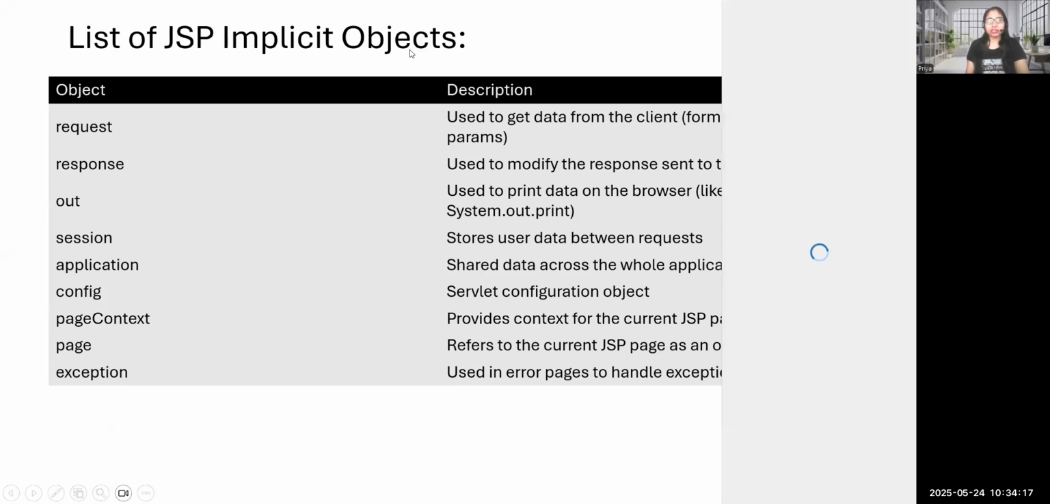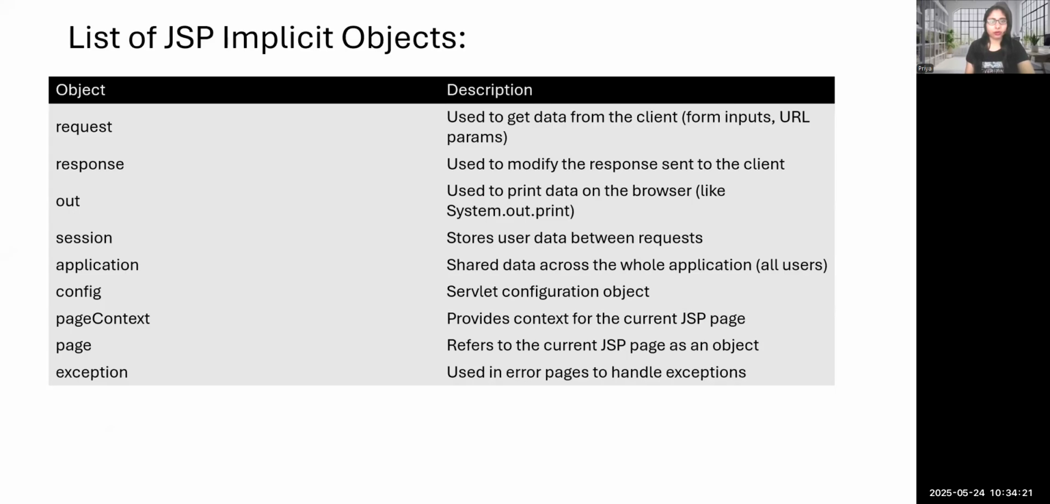So, here is the list of the implicit objects. These are all the 9 built-in implicit objects. First is request, which is used to get data from the client, for example from input or URL params. Response is used to modify the response sent to the client. When we modify something and then send it to the client, we use the response implicit object. Third is out, which we can use to display data in the browser, like System.out.println.